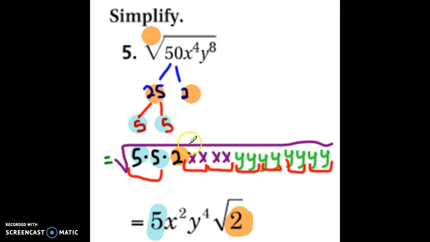Then I wrote this longhand. I have a set of x's and another set of x's. That's how I got x squared. Then I have y to the 8th. I wrote it longhand, so here are my sets. That's how I got y to the 4th. If I check my absolute value rule, I don't need it here.